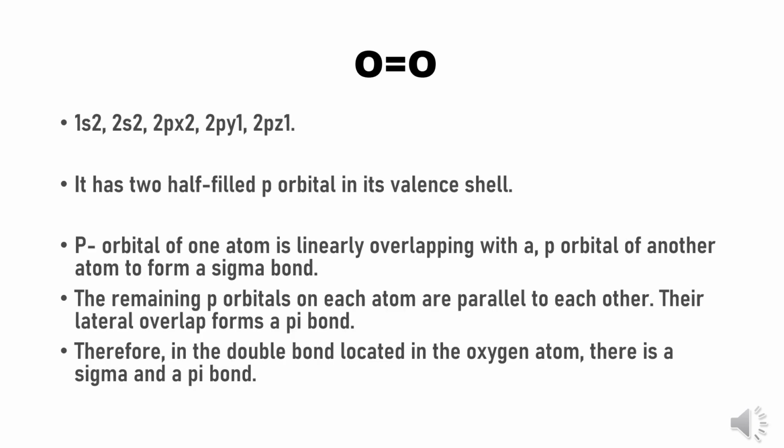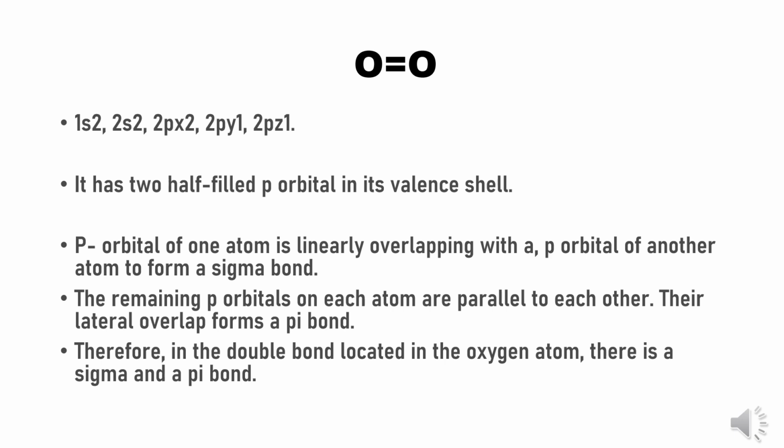Now let's take the case of oxygen atom. Here the electronic configuration is 1s2, 2s2, 2px2, 2py1, 2pz1. We can see that it has two half-filled p orbitals. So the p orbital of one atom is linearly overlapped with the p orbital of another atom. So we get a sigma bond there.